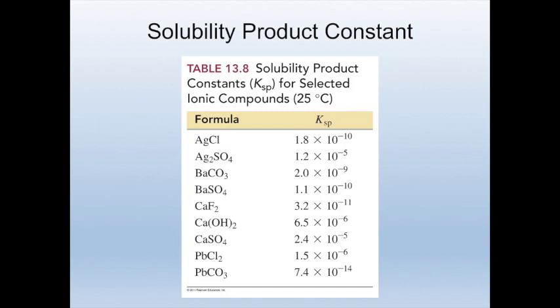Here are a number of solubility product constants for some commonly encountered salts. Notice silver chloride has a very low solubility constant, as does silver sulfate. Barium carbonate also has a low one. Barium sulfate is low. Calcium fluoride is low. Calcium hydroxide is fairly insoluble. All of these are very insoluble because they're specifically compounds of silver and lead are always insoluble. And alkaline earth are insoluble when they're combined with these ions.